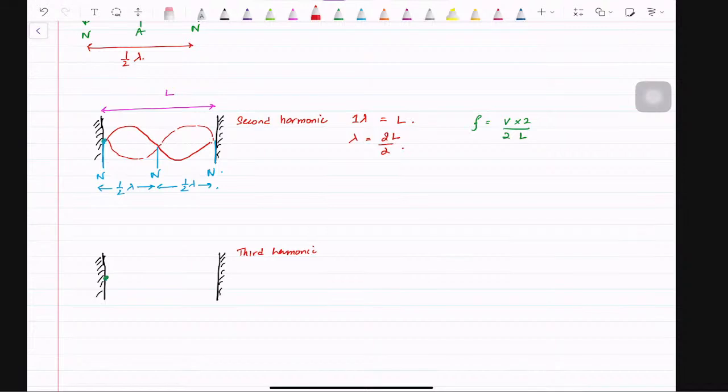So, the third harmonic would be when you pluck it three times, and a frequency like this creates a wave. Understood? Yes. Now, if you look at it, this is the length, this is the node, node, node, node. So it is half lambda from here to here. This is another half lambda from here to here. And this is another half lambda from here to here. Right?